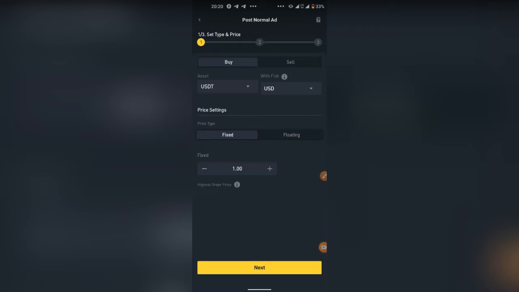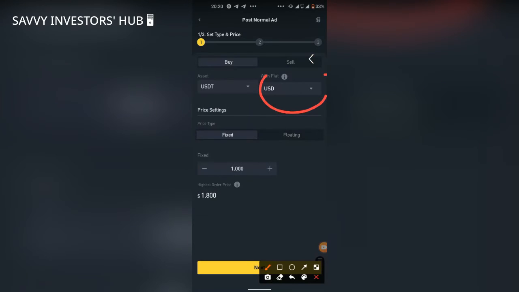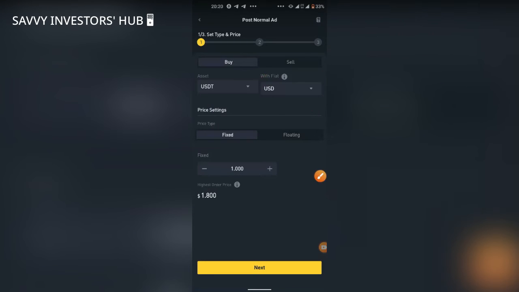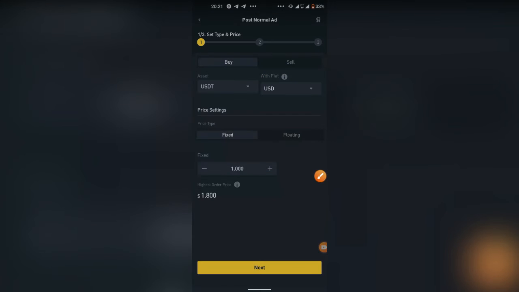Yeah, so what do I want to sell? I want to sell my USDT. I've made profit in USDT. I want to sell it to Naira. So I'm going to change this to Naira here. That's a sell.